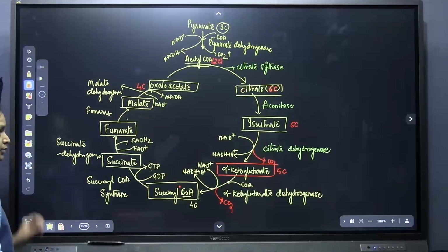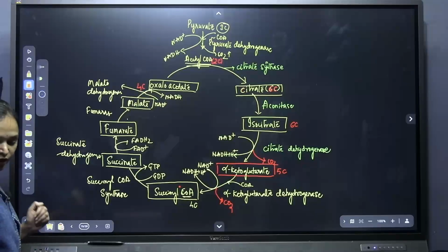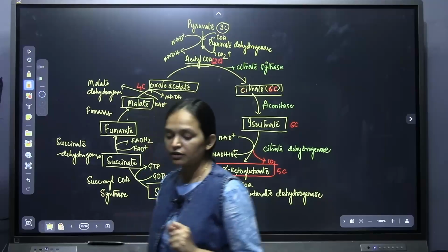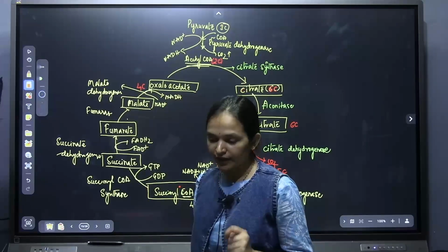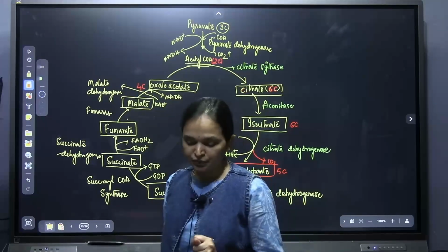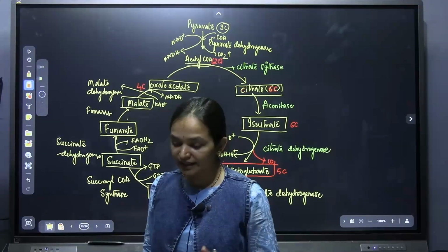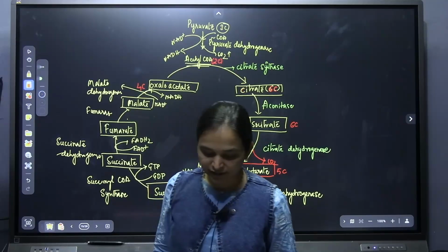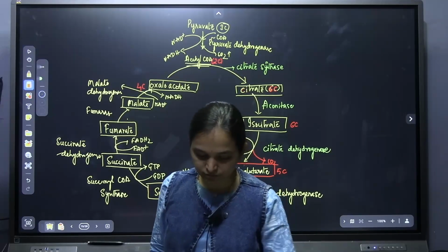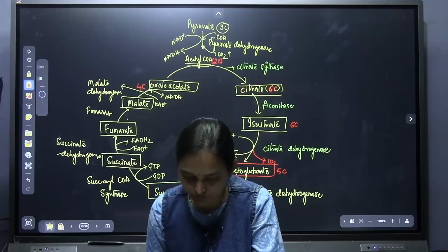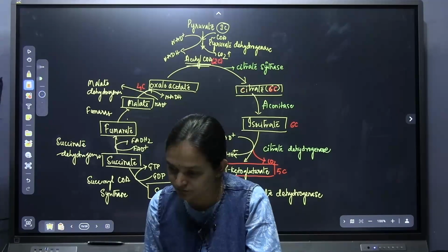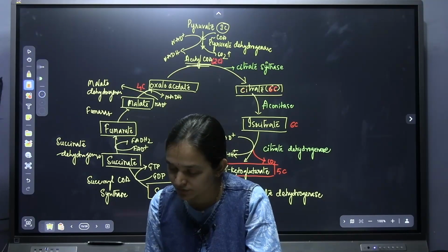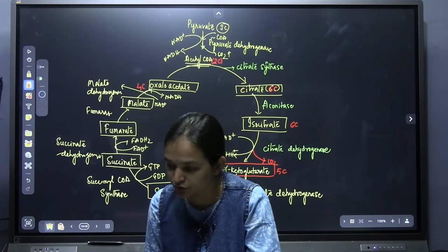Now just remember, I will just tell you where all the oxidation steps are. One of the first oxidation steps will be in glycolysis, where, at exactly which step, G3P, glyceraldehyde 3 phosphate is converted to, tell me the glycolysis, 3-phosphoglycerate.